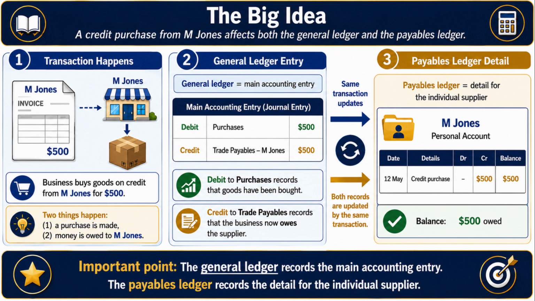The debit to purchases records that the business has bought goods, the credit to trade payables records that the business now owes money to the supplier. At the same time, the individual account of M. Jones in the Payables Ledger is updated to show that the business owes M. Jones $500. This is the important point. The General Ledger records the main accounting entry. The Payables Ledger records the detail for the individual supplier.